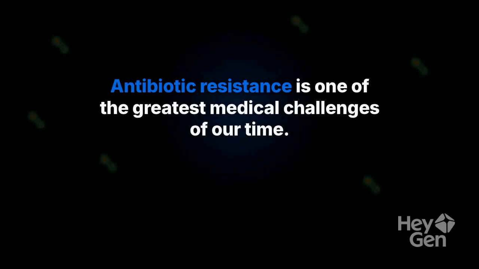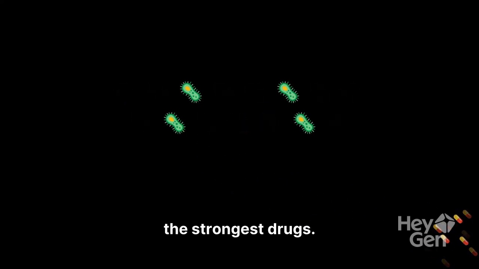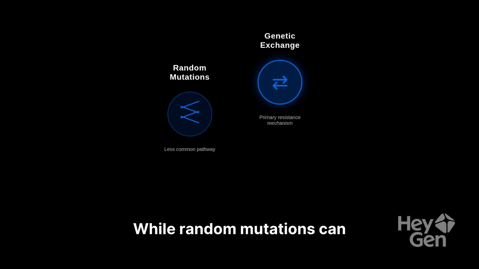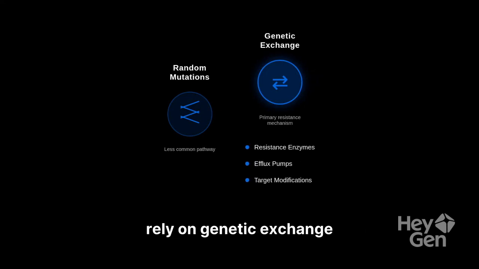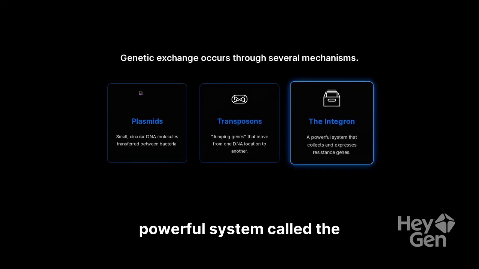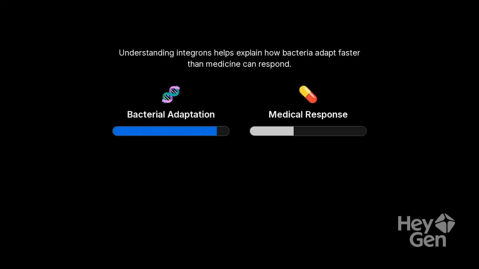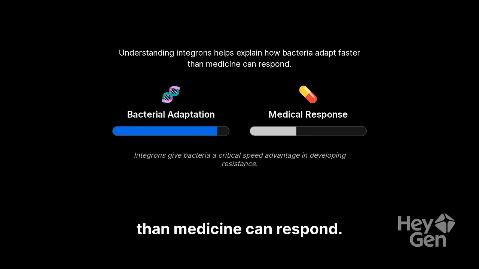Antibiotic resistance is one of the greatest medical challenges of our time. Bacteria evolve rapidly, developing mechanisms to survive even the strongest drugs. While random mutations can cause resistance, many microbes rely on genetic exchange, sharing genes that encode resistance enzymes, efflux pumps, or target modifications. These exchanges occur through plasmids, transposons, and a powerful system called the integron, a genetic mechanism that collects and expresses resistance genes. Understanding integrons helps explain how bacteria adapt faster than medicine can respond.